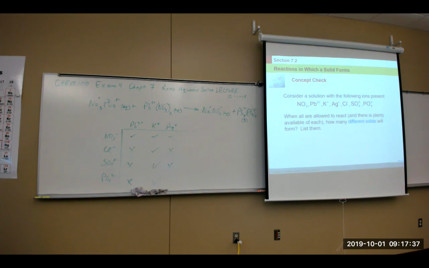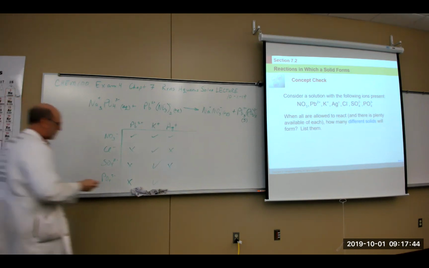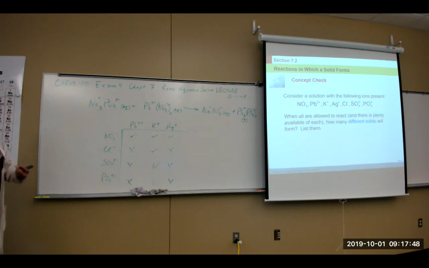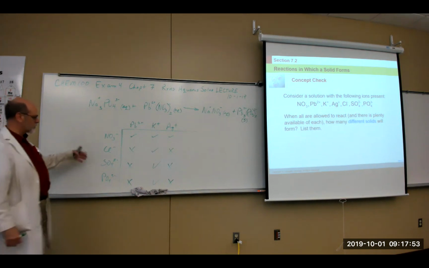Yeah. And silver phosphate. So that's insoluble too. Okay. So that's the most efficient way to decide solubility if you just have a mixture of ions like that. Just set up your chart.